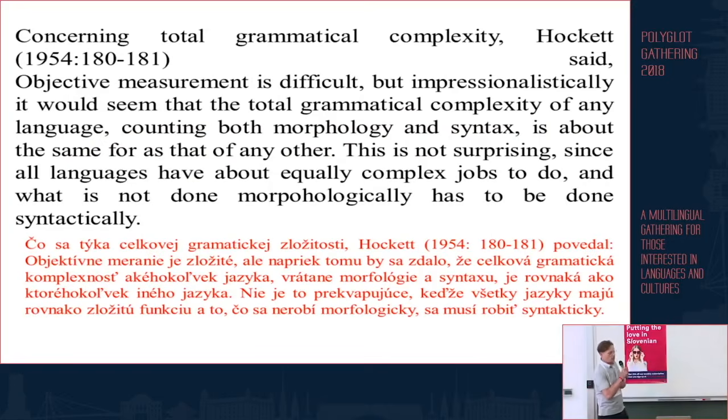So concerning total grammatical complexity, Hogan said, objective measurement is difficult, but impressionistically it would seem that the total grammatical complexity of any language, counting both morphology and syntax, is about the same, because they have the same job to do. What you don't do syntactically, you have to do morphologically.